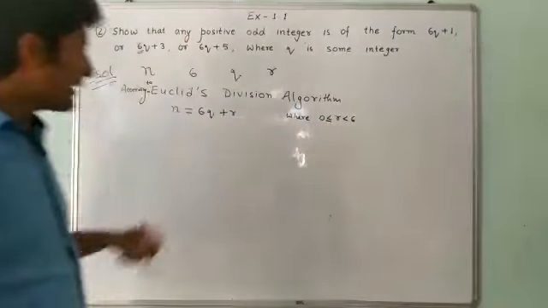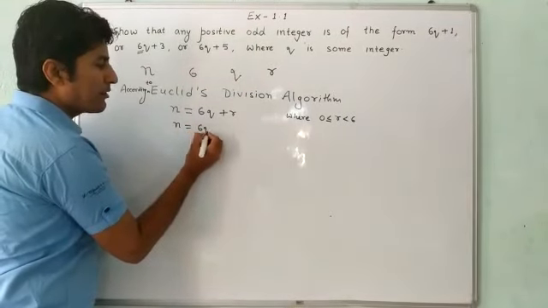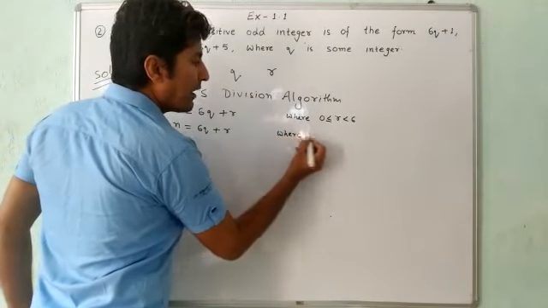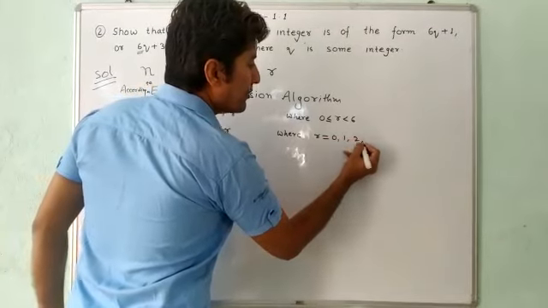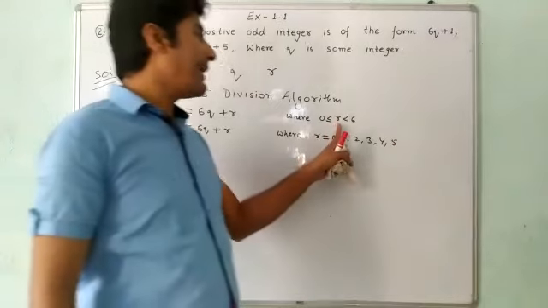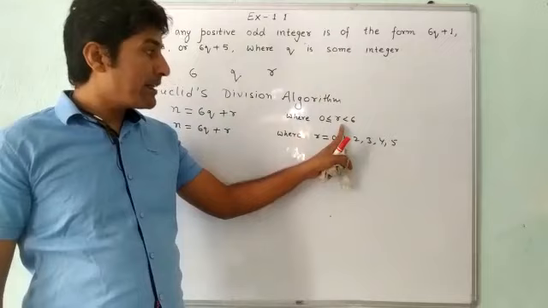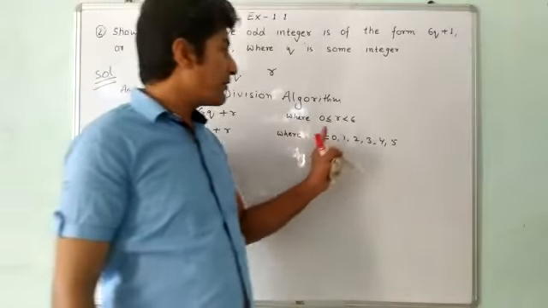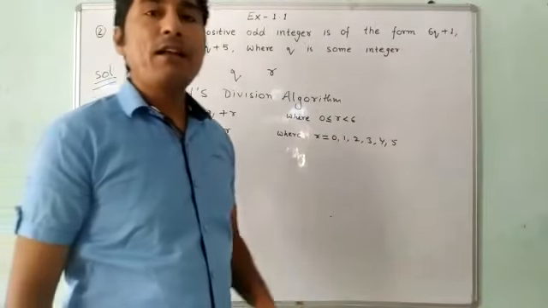Meaning the value of r will be greater than or equal to 0 but less than 6. In the second line, we have to copy the same statement, n equals 6q plus r, where r equals 0, 1, 2, 3, 4 or 5. The value of r will be less than 6 but greater than or equal to 0. So all the numbers in this range will be 0, 1, 2, 3, 4 and 5.